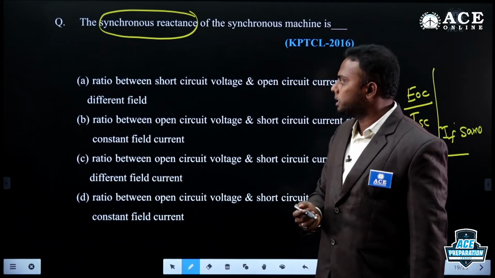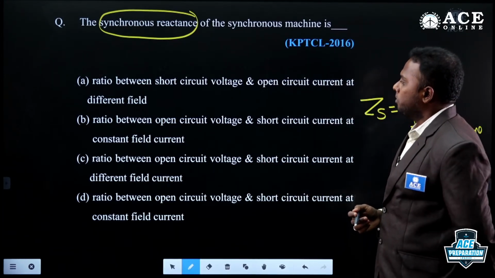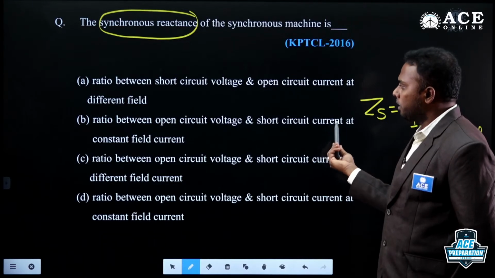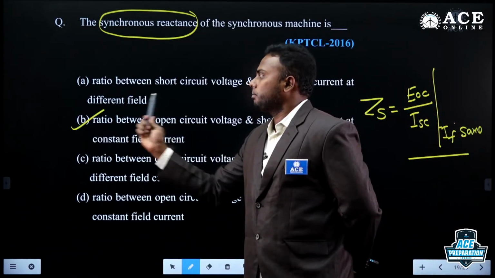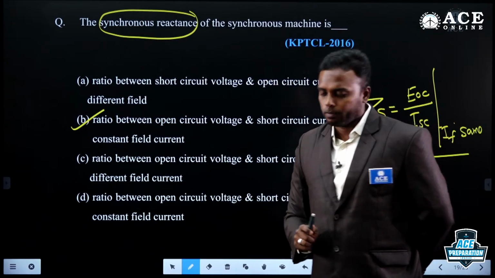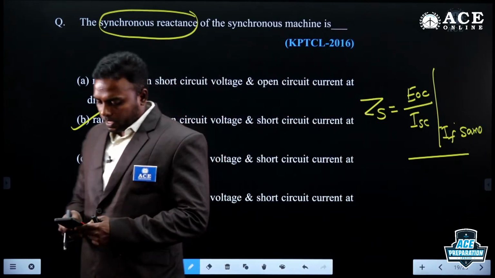Okay, so which option is correct from this? Ratio between open circuit voltage and short circuit current at constant field current. Option B is correct. Okay. Next question.